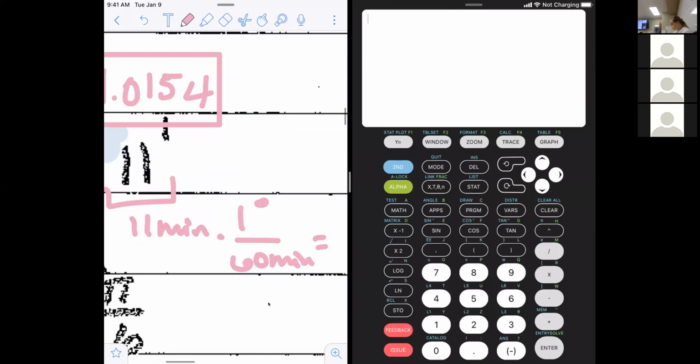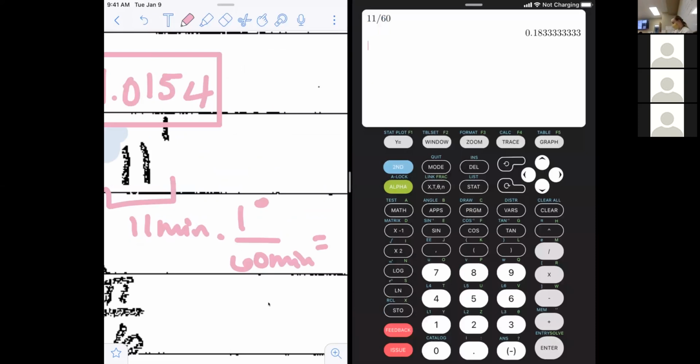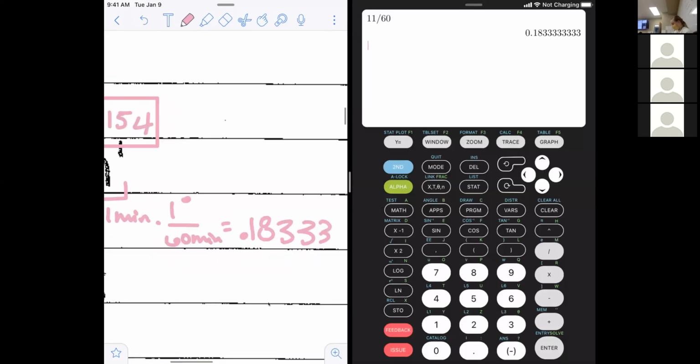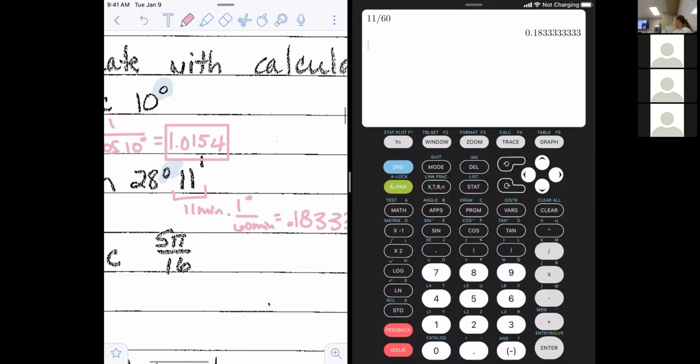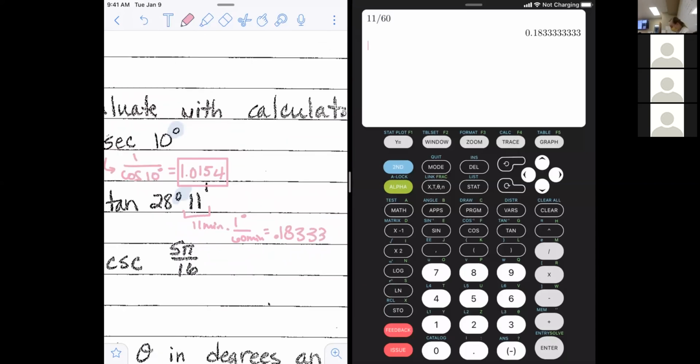11 divided by 60 is going to be 0.18333. You can put as few or as many threes as you want. There's no seconds, so once I have that, now I'm just going to press in the calculator tangent of 28.1833 degrees.